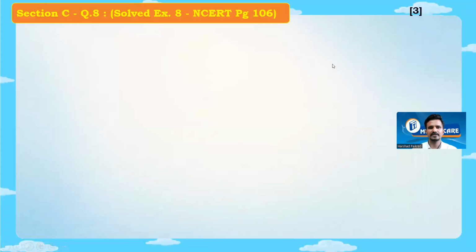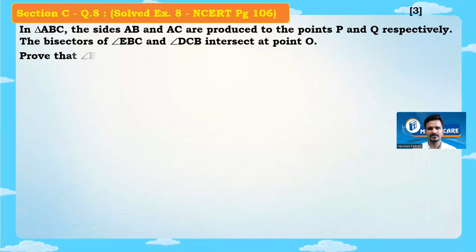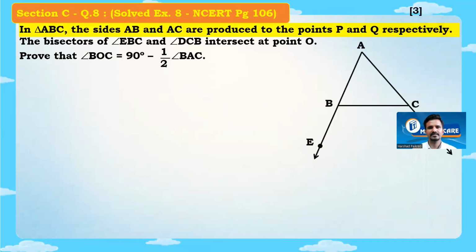Next question is section C, question number 8. This is also a solved example from the NCERT textbook, page number 6. So let's understand the question here. In the exam, the question was given with the figure. So the figure is already provided to us. So let's understand the question.